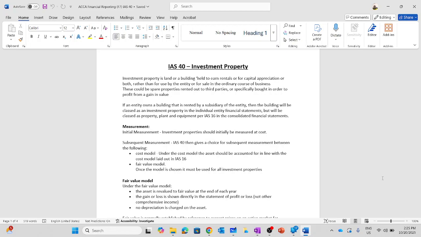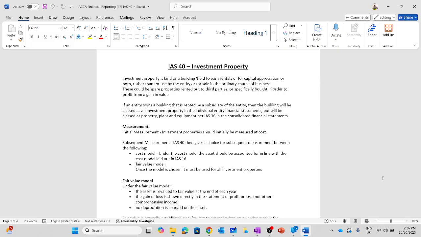Thereafter, we are going to use a subsequent measurement. IAS 40 then gives a choice for subsequent measurement. For subsequent measurement, we have an option. We can either use the cost model or we can use the fair value model. Under the cost model, the assets will be accounted for as per IAS 16 on normal grounds. We are going to use the carrying value of the assets. We calculate our annual depreciation. We keep doing it year on year.